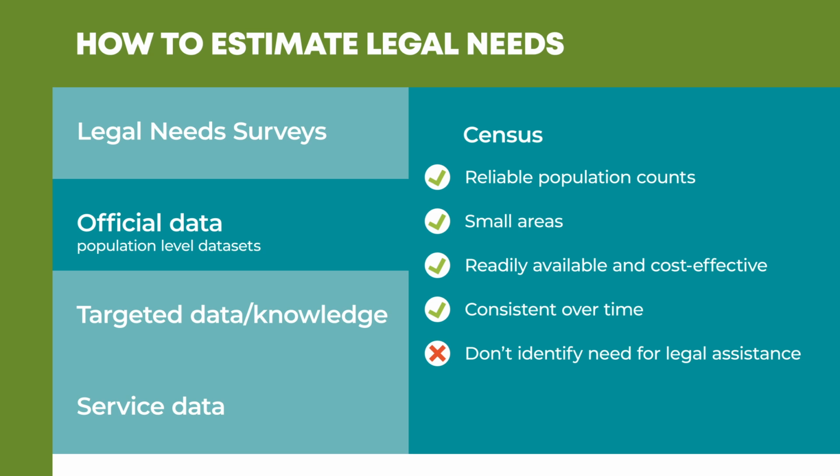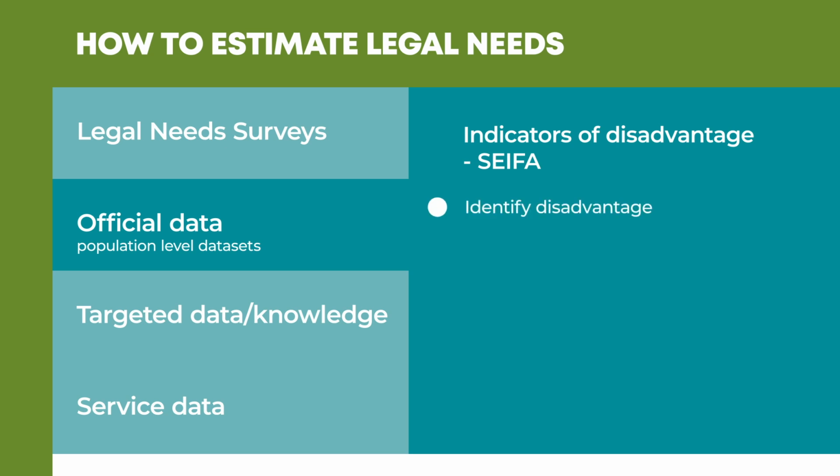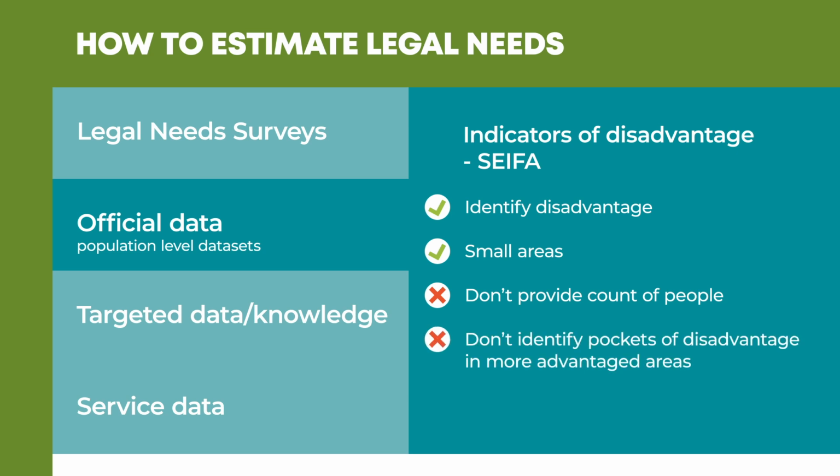We know that legal assistance providers target the more disadvantaged people among the general population, and there exist indicators of disadvantage, such as Socio-Economic Indexes for Areas, otherwise known as SEIFA. SEIFA describes the level of disadvantage of an area, but does not provide an account of disadvantaged people, and would not, for example, identify pockets of disadvantage within an otherwise more advantaged area. Indicators of disadvantage, such as SEIFA, also use criteria that don't necessarily identify legal needs.